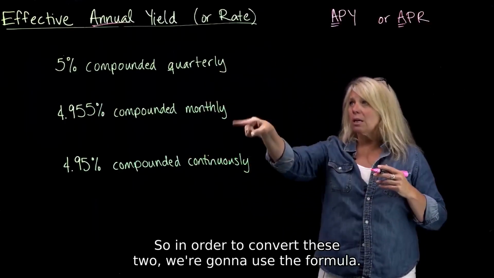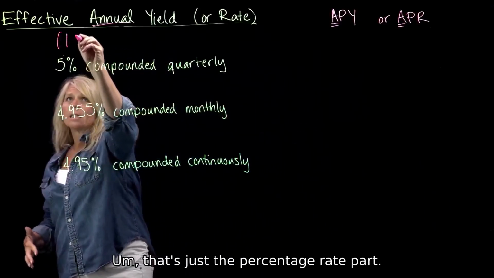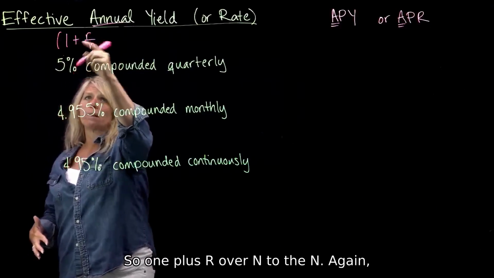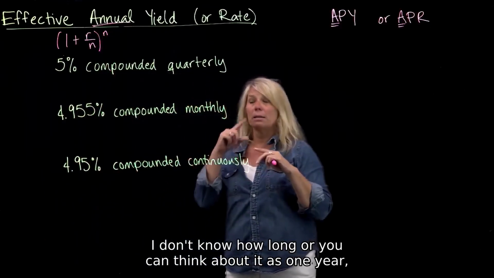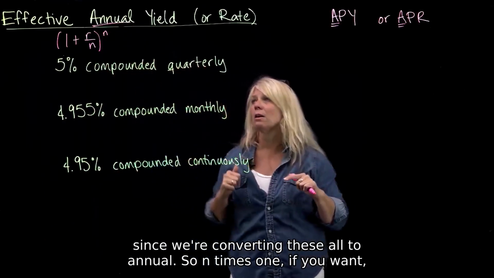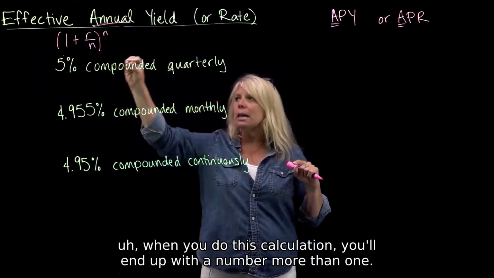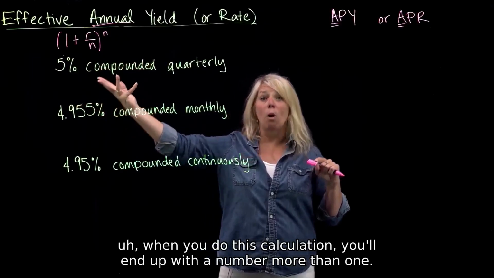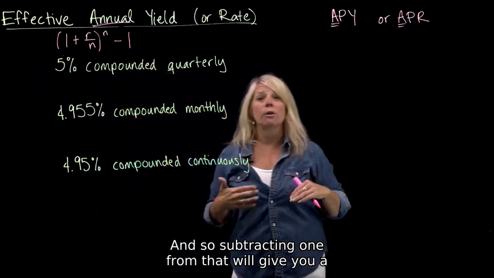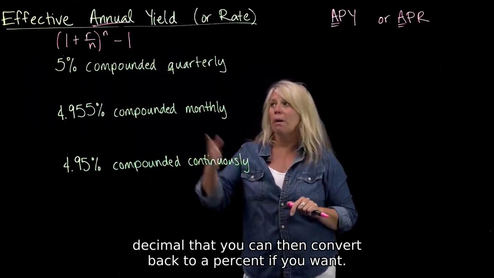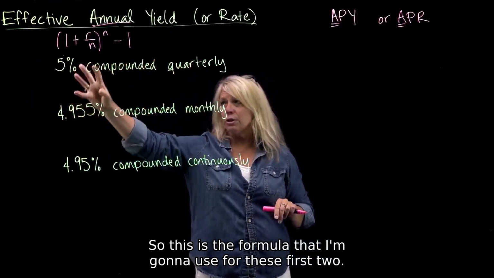I'm just converting these percentage rates. So in order to convert these two, we're going to use the formula that's just the percentage rate part: 1 plus r over n to the n. Again, I don't know how long, or you can think about it as 1 here, since we're converting these all to annual, so n times 1, if you want. When you do this calculation, you'll end up with a number more than 1. Subtracting 1 from that will give you a decimal that you can then convert back to a percent if you want. So this is the formula that I'm going to use for these first two.